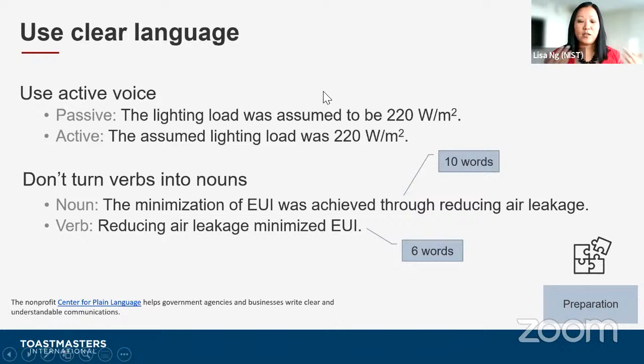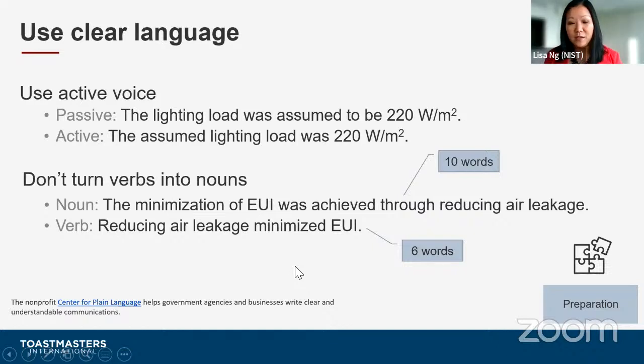Again, when you're telling your story out loud and you're not reading it, you have to do a lot of mental gymnastics to think about what was minimized, what were you minimizing, how you minimized it with that first sentence. But with the second sentence, it was very clear. Reducing air leakage, minimize EUI. And that's only 6 words.